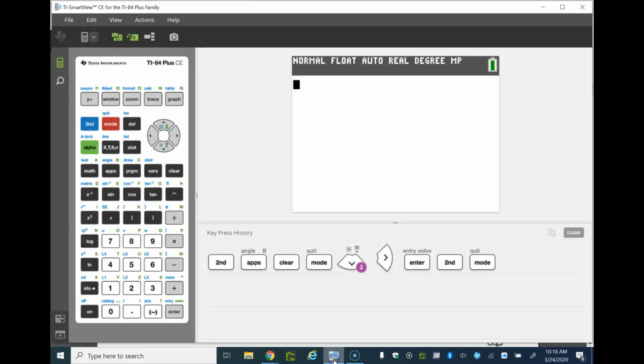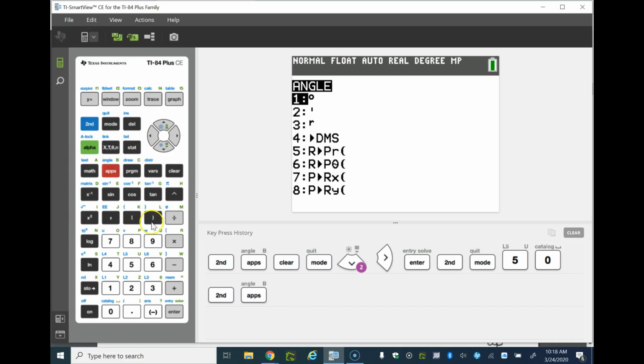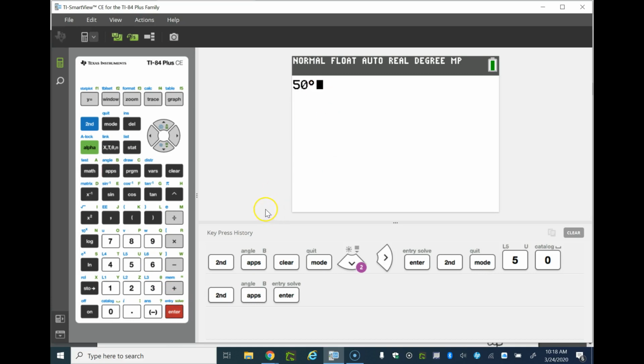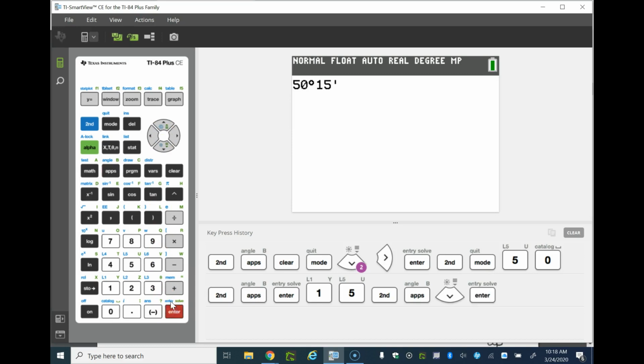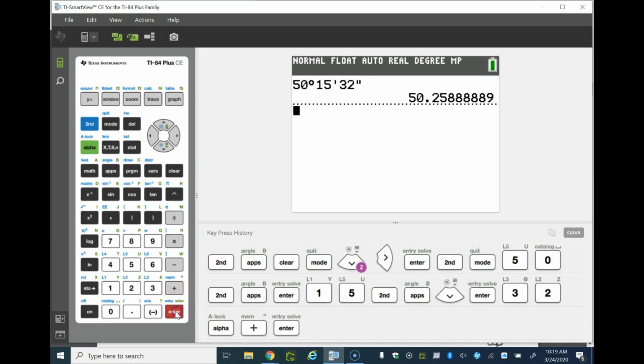So in our calculator, we're going to type 50, go get the little degree sign. That was second apps. Then it's 15. Go get the minutes, which is number 2. And the last one was 32 seconds. This one here, you have to hit alpha and the plus sign because here it is in green. And that gives us the seconds. All you have to do is hit enter, and you notice that we get 50.25. If you round this one, it'll probably be the 9.